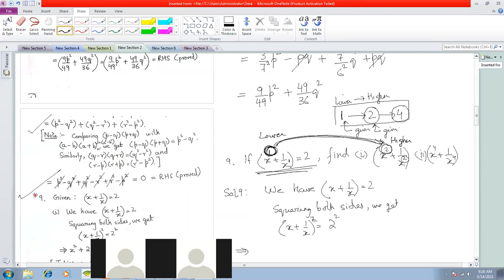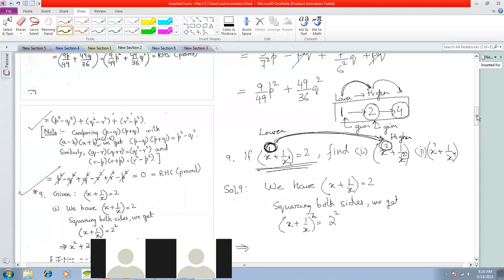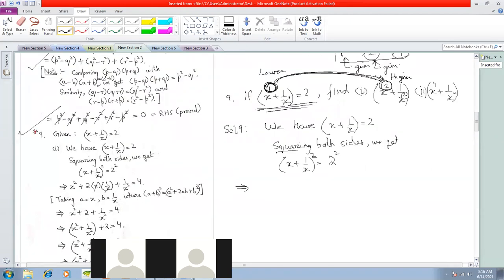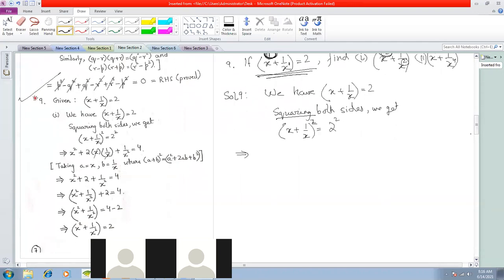So whenever we move from a lower power to a higher power, that is from 1 to 2, or maybe sometimes from 2 to 4 also, even 2 to 4, you are moving from lower to higher. What you do is you square both sides. Whenever you want to move from a lower power to a higher power, say from power 1 to power 2, you will have to square both sides. That is the rule.